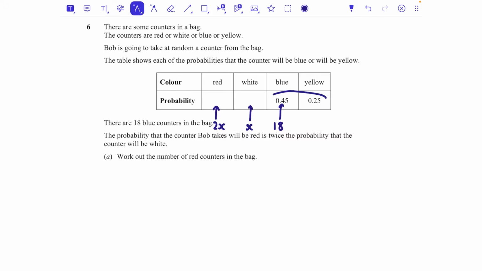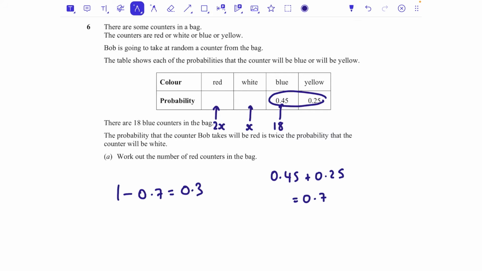So far, here, if we add together the probabilities that we've got so far, 0.45 add 0.25, that is 0.7. And so we're left with 0.3. We know that probability has to add up to make 1.